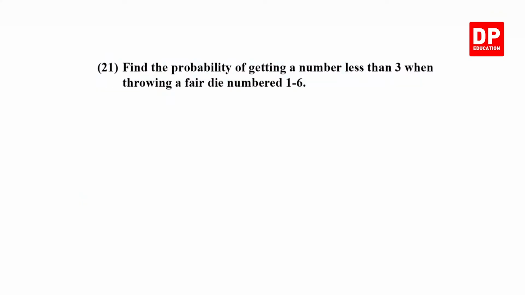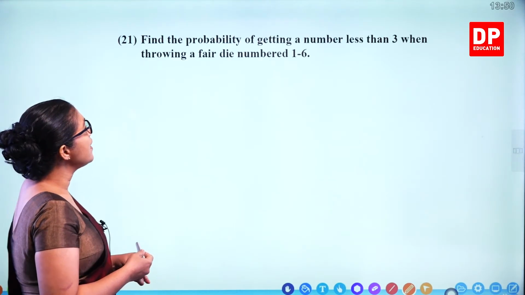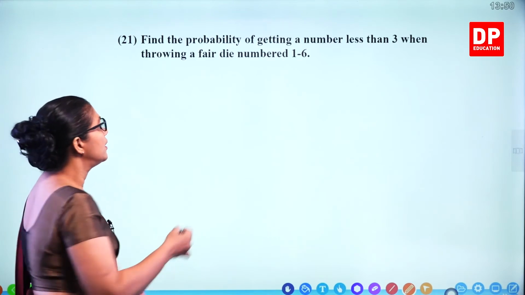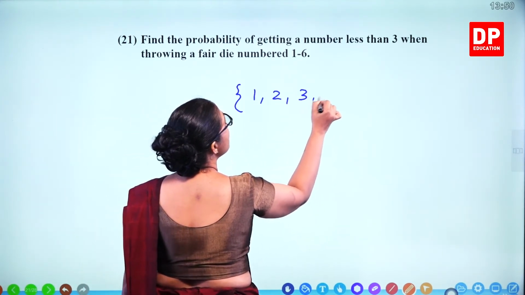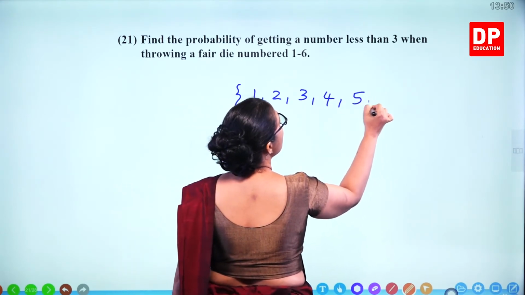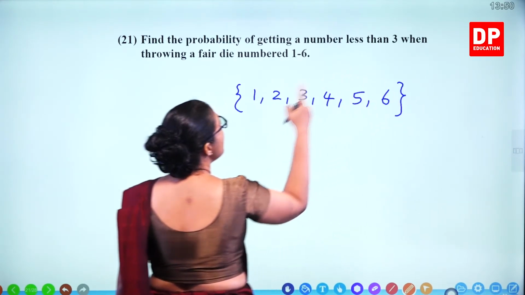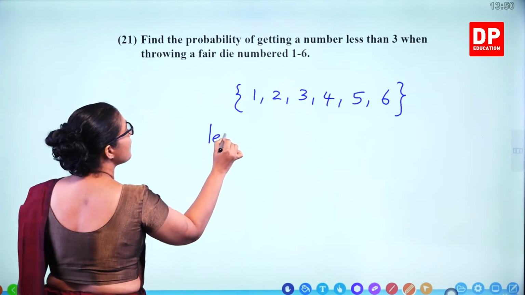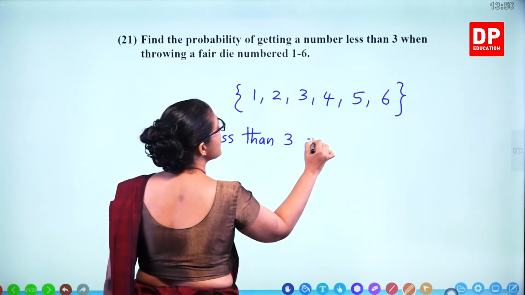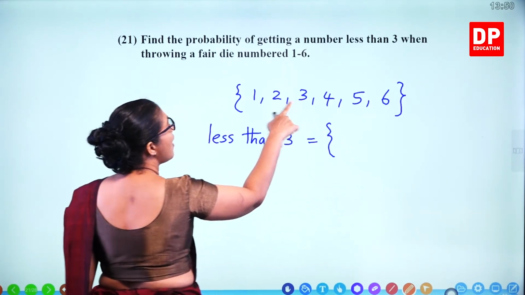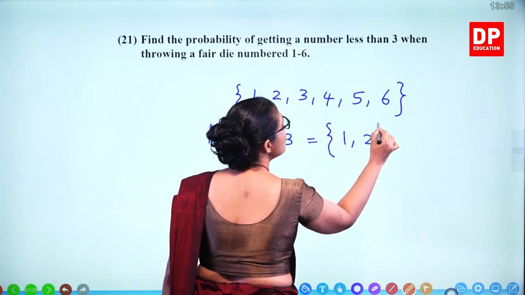Question 21. Find the probability of getting a number less than 3 when throwing a fair die numbered 1 to 6. So what are the numbers you can get? 1, 2, 3, 4, 5, 6. Less than 3 means how many numbers are there? 3 you can't take, either 1 or 2.